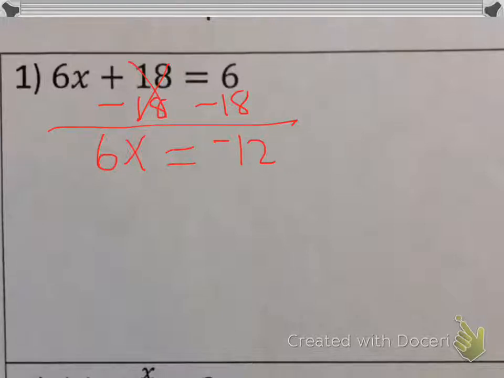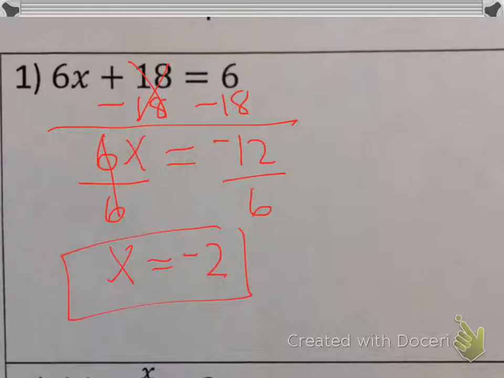How do I get rid of the 6 attached to the x? Well, it's attached by multiplication. In order to get rid of multiplication, I have to do the opposite, which is divide. So I'm going to now divide both sides by 6. It cancels over here. 6 divided by 6 is 1. I don't have to show the 1 in front of the x, but it's there. And then on the other side, negative 12 divided by 6. Just punch that in your calculator. You're going to get negative 2. So your solution is x equals negative 2.